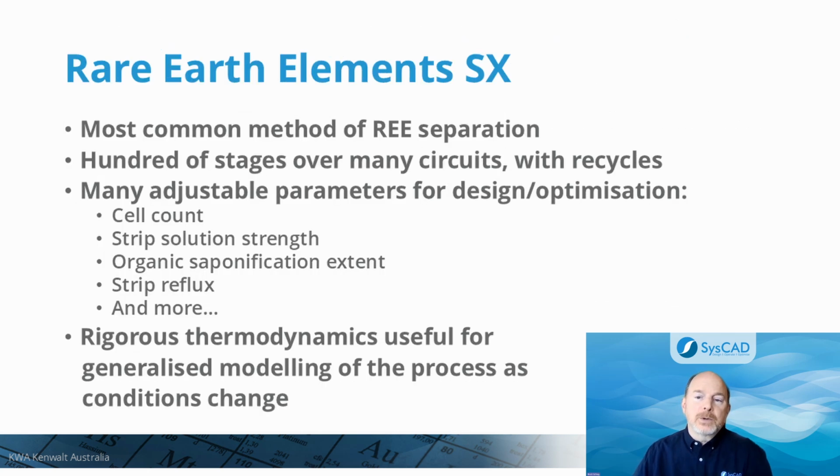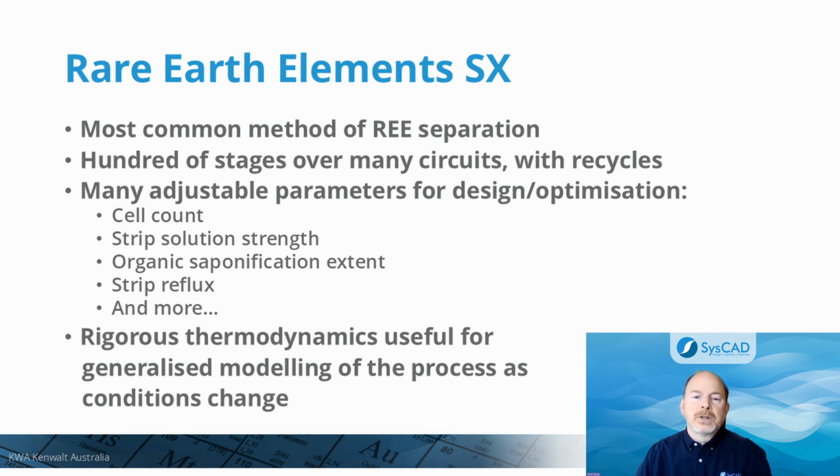Now, solvent extraction is the most common method of rare earth elements separation. With hundreds of stages and many recycles, a physical system can take weeks to reach steady operation. There are many adjustable parameters for design and optimization of such circuits, as shown here. With modeling, we can quickly explore the impact of changes to these parameters. And for an operating system, we can model the process as feed conditions change.